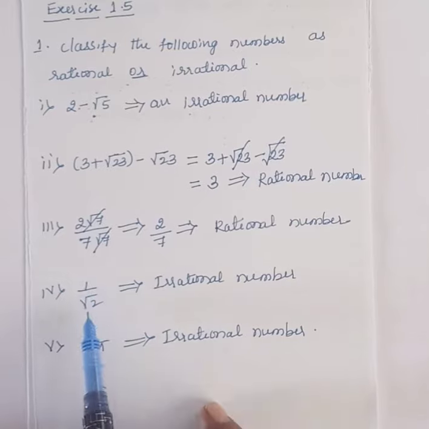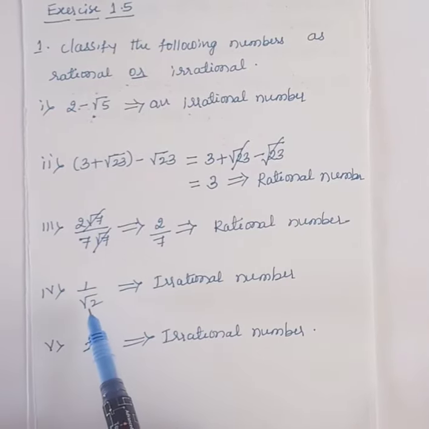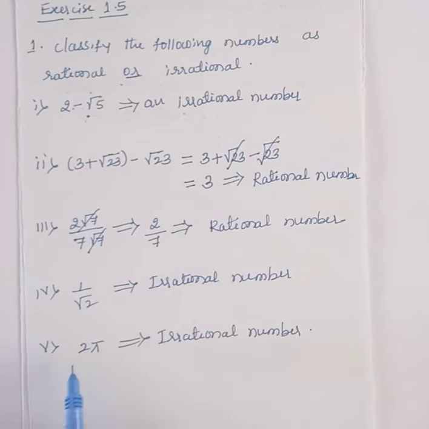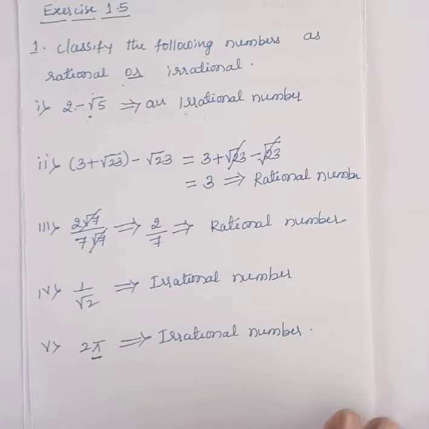Next one, 1 by root 2 is an irrational number because 1 is a rational number divided by root 2 is an irrational number. So this gives us again an irrational number. 2 pi, this is also an irrational number because pi is an irrational number.